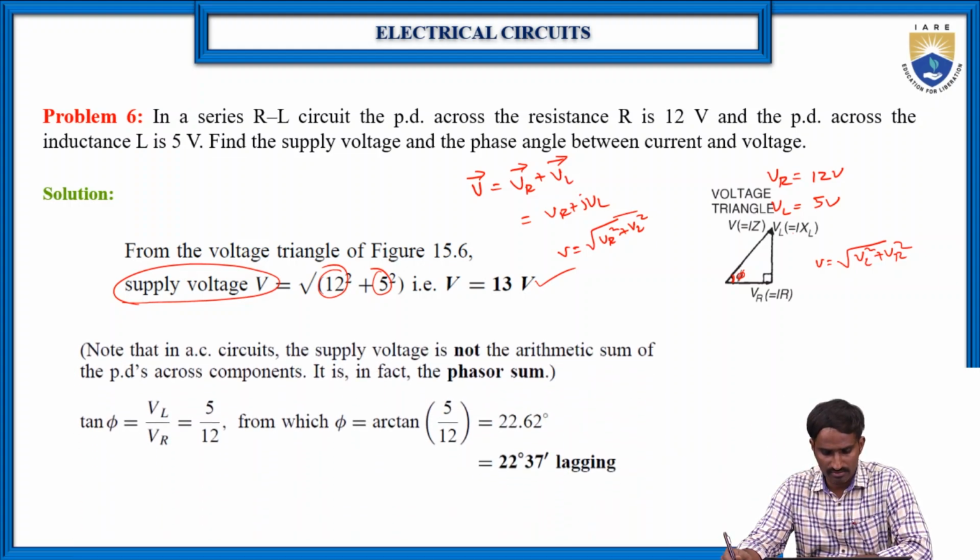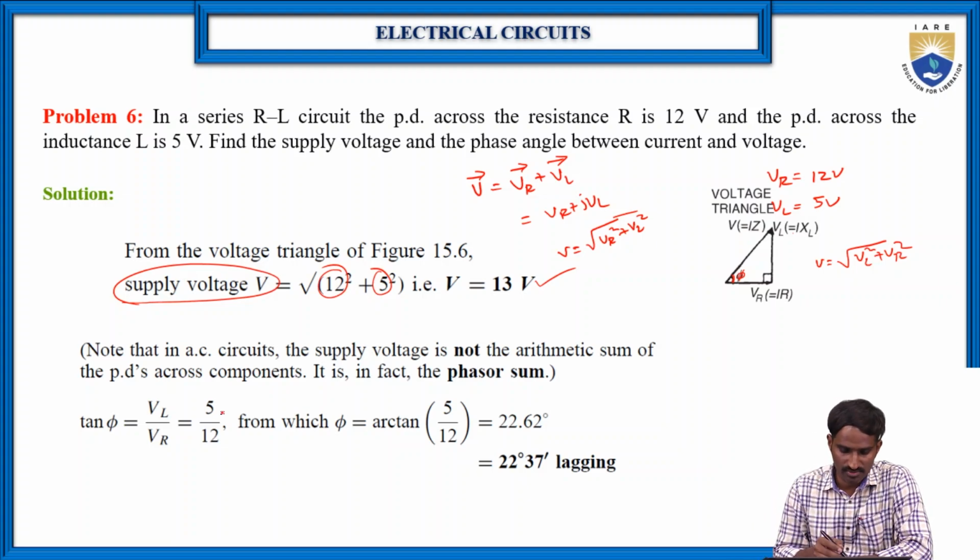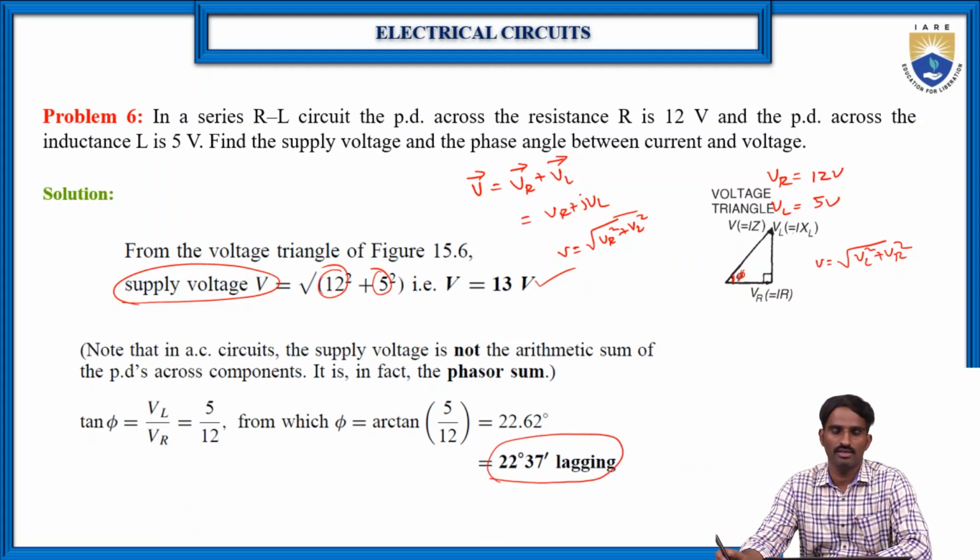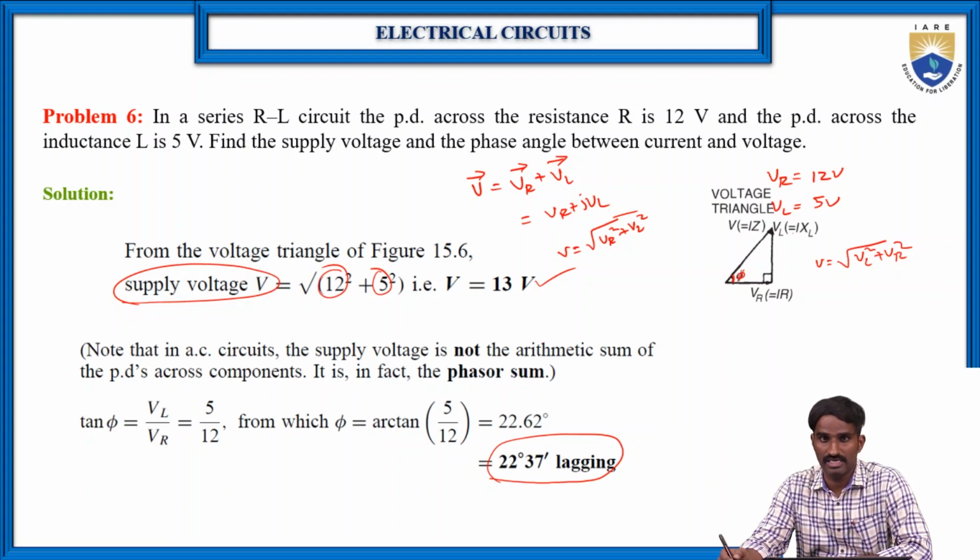Then coming to the power factor. The power factor angle phi is given by tan phi equal to VL by VR, that we already know. Just substitute 5 by 12, and of course, here it is the tan inverse. The tan inverse of 5 by 12 is 22.62 degrees, and it is lagging, because as we know, in the case of an RL circuit, the current is lagging. This is how we can find the total voltage as well as the power factor, because once we know phi, then cos phi is the power factor. So cos 22.62 degrees is the power factor.